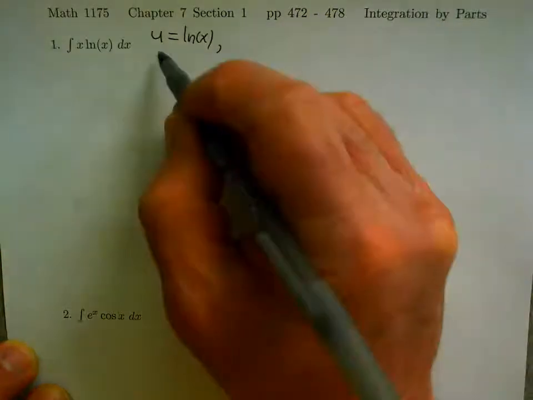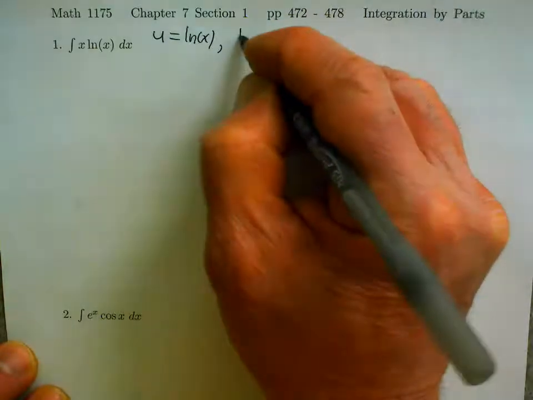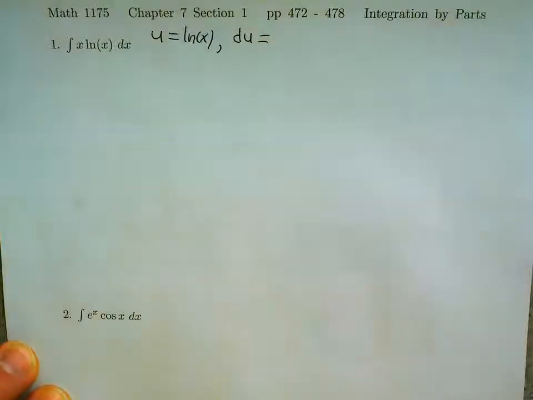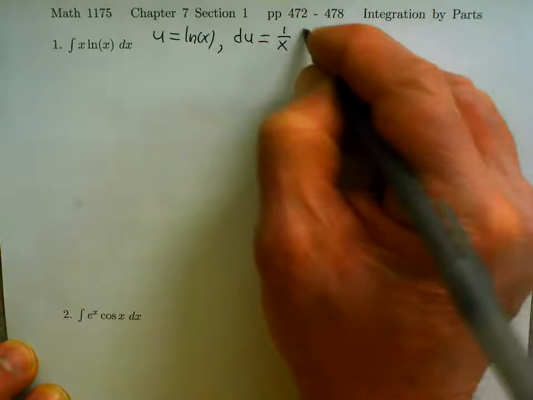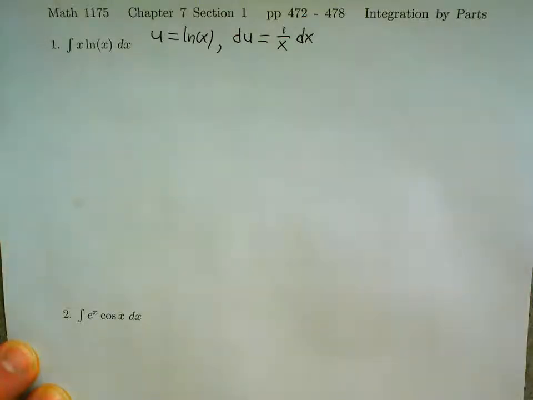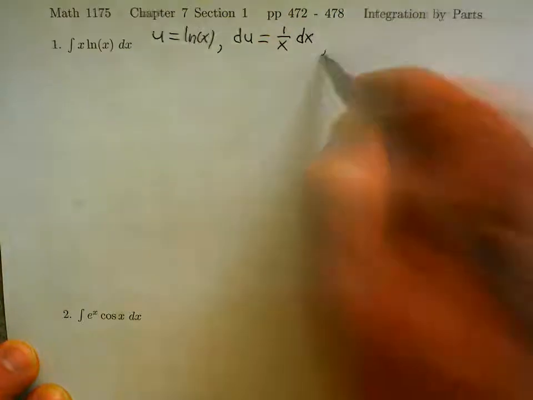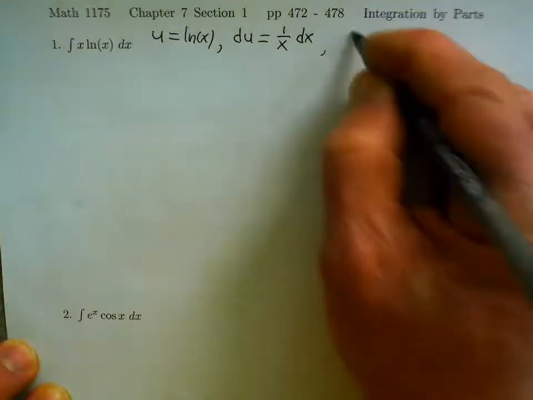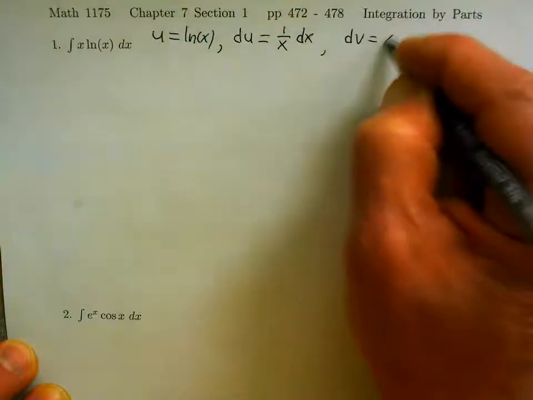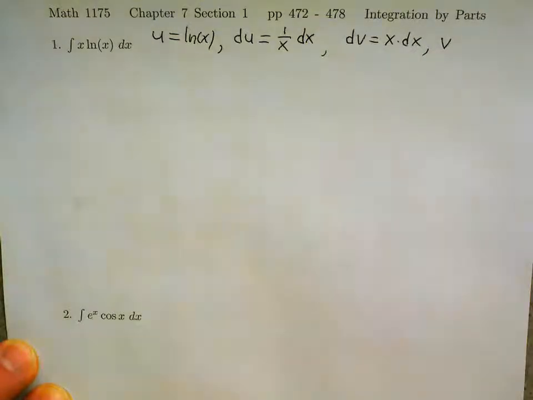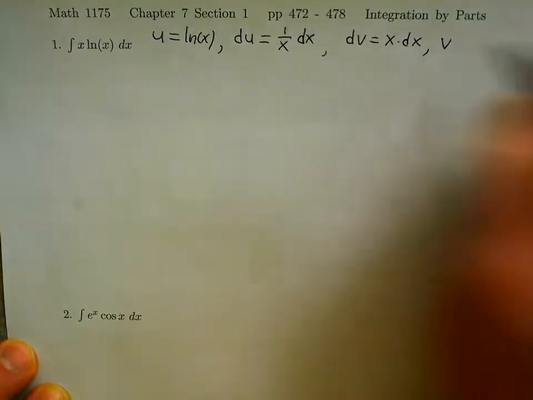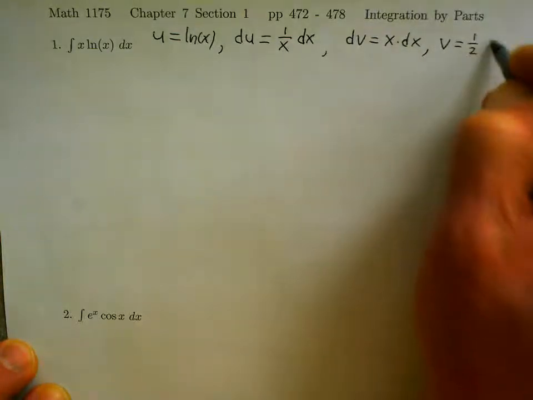So what is it? If u is equal to the natural log of x, what's the differential du equal to? Yeah, 1 over x dx. So the derivative of the natural log of x is 1 over x, but then we also attach the differential dx to that. And so that means our dv is x times dx, or just x dx. And an antiderivative of x, that's pretty easy. It's 1/2 x to the second.